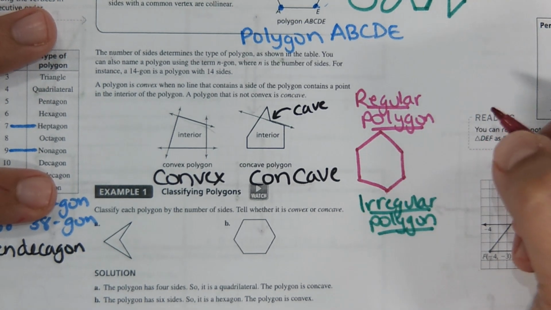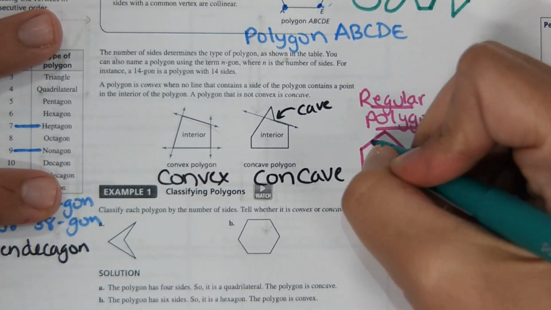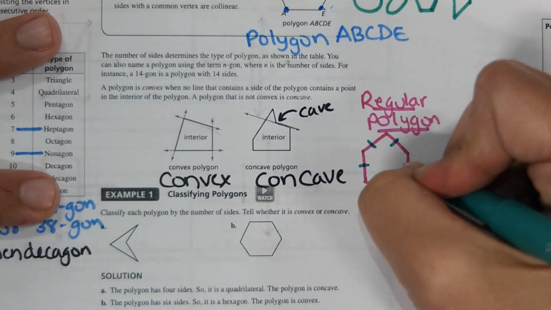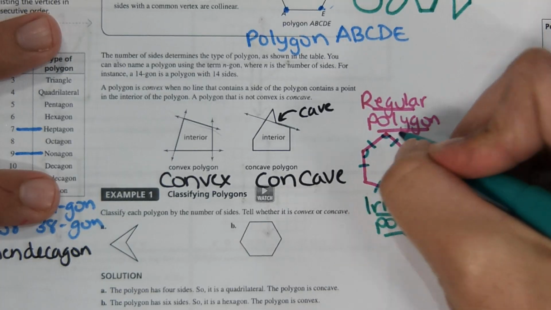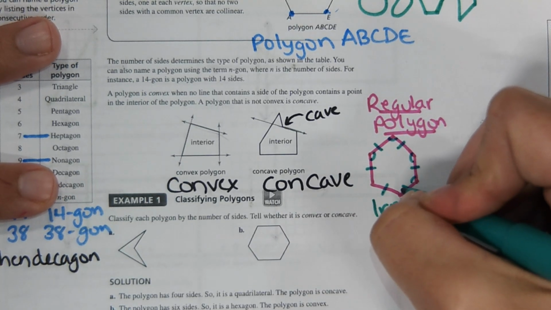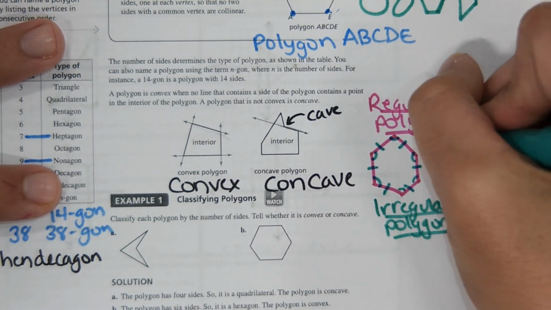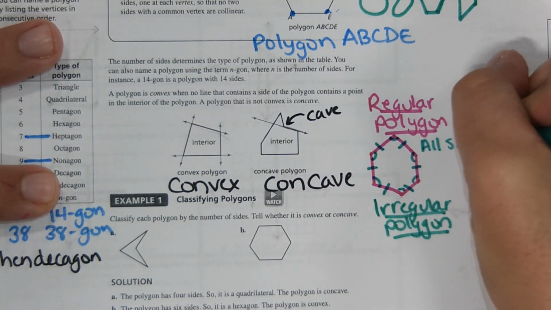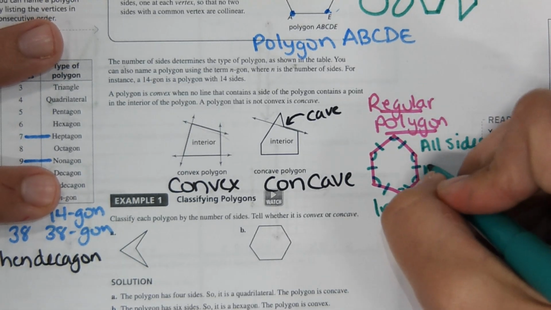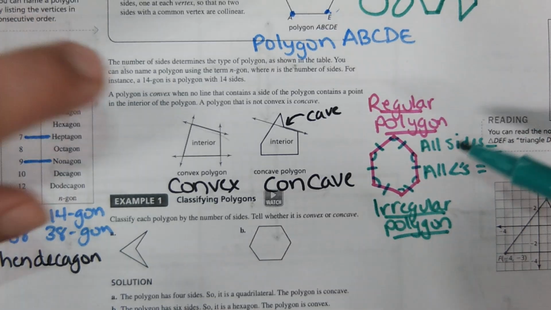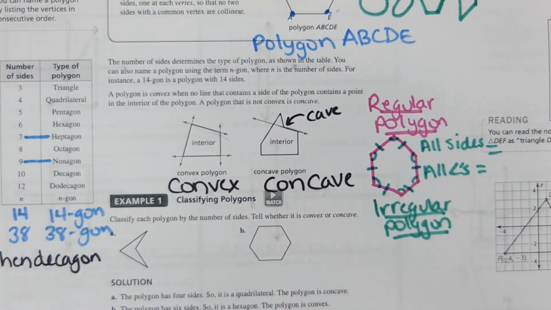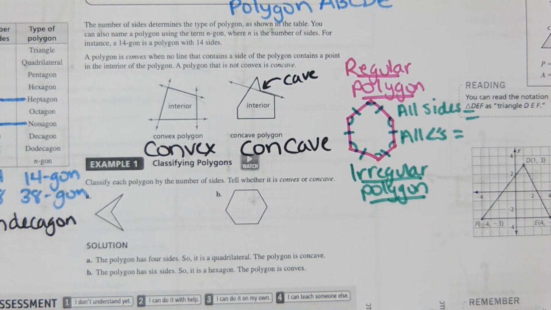So a regular polygon means that all the sides are the same length, and when all the sides are the same length, all the angles are the same as well. Or vice versa. If all the angles are the same measure, then all the sides will be the same. So all sides are equal, and then all angles are equal. So really it should be called a perfect polygon. I don't know why they call it regular, because it's actually perfect. And then an irregular polygon just means the sides aren't equal and all the angles aren't equal.